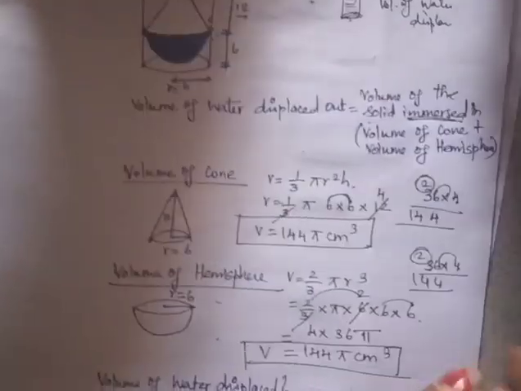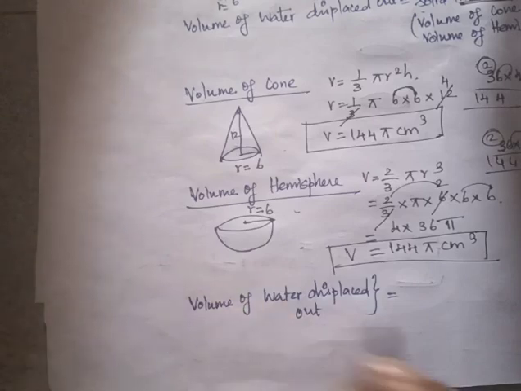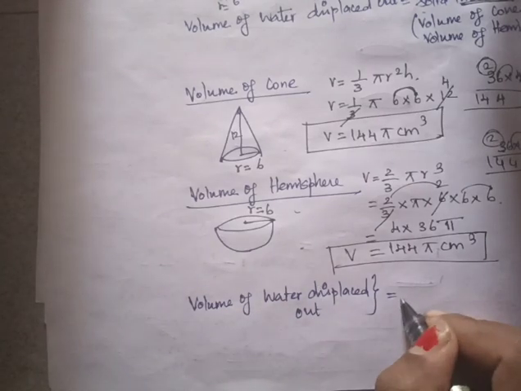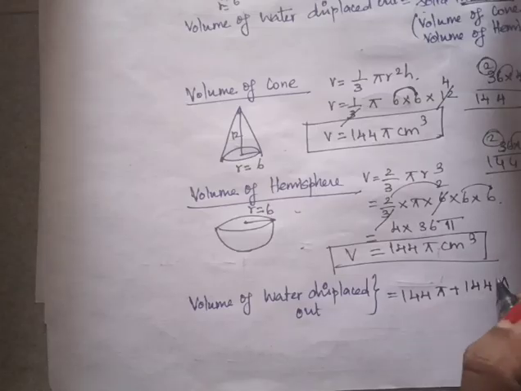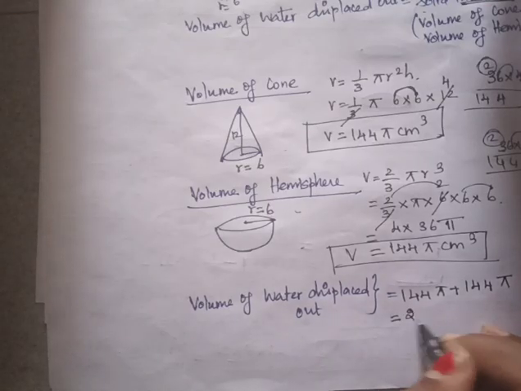Next, we are finding the volume of water displaced out. Volume of water displaced out is the sum of volume of the cone plus volume of the hemisphere. By adding these two, we get 288 pi.